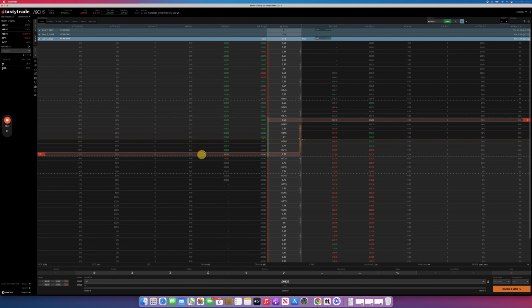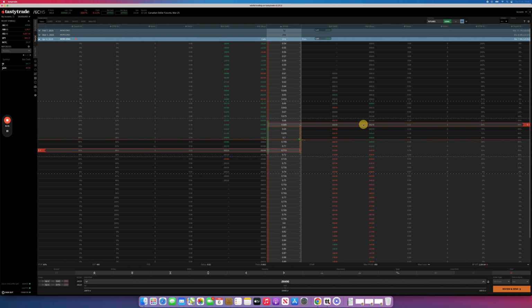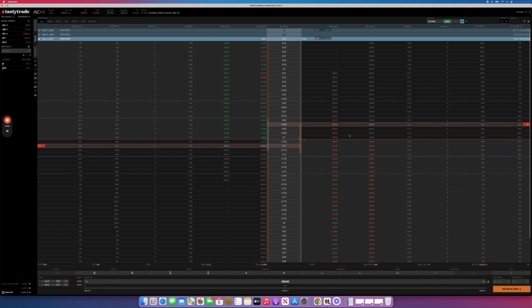So let's say if we were to go to the 23 delta on the call side and we go to the 21 delta on the put side, as you can see, we're still on the edges of the expected move, but now we will collect just under $500. Our buying power requirement has increased a little bit, but not as much as our premium, so our return has increased. Now what if we be even more aggressive?